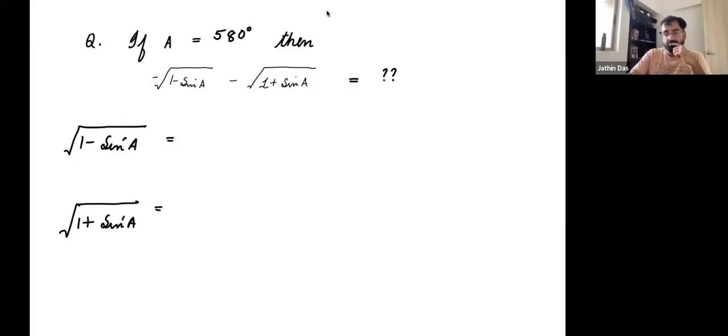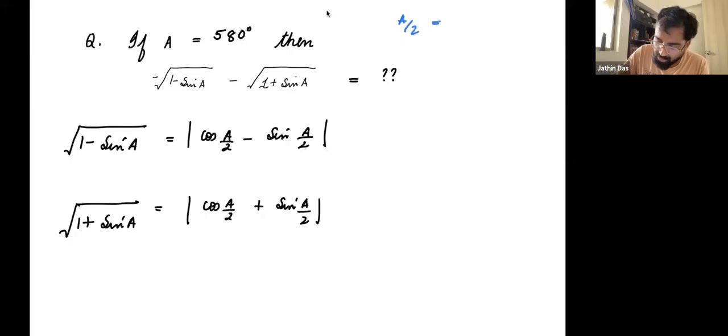Yeah. First you find plus root, then we'll see. I just now made it up because I didn't want the same degree. That's all. So there's no learning there. This you understood? I can write this. Now A by 2 is how much? 290 degree.